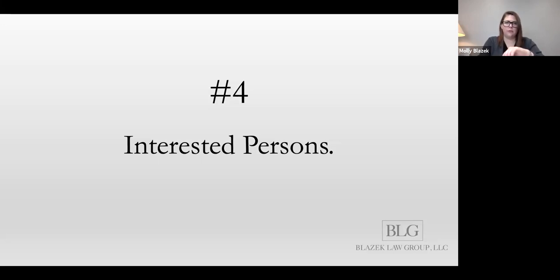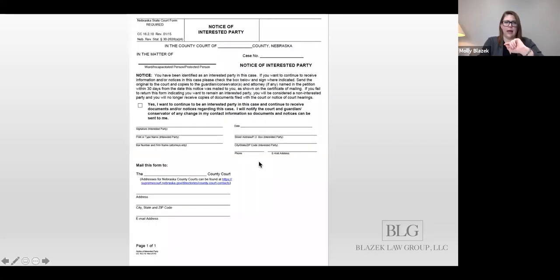From there, each of those individuals was sent a copy of this form that I'm going to show you on the next slide. It's the Notice of Interested Party form. This form is now obsolete. This form can't even be found on the Supreme Court website anymore, I don't think, because nobody can opt in anymore. You have to opt out.